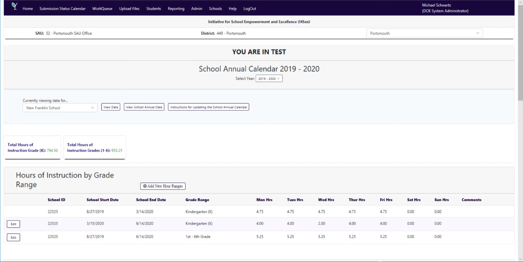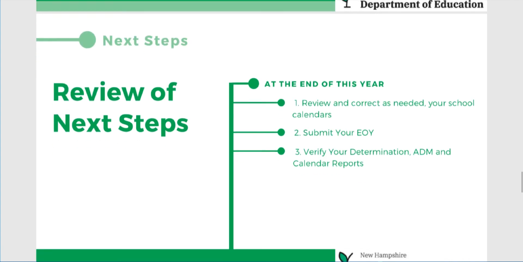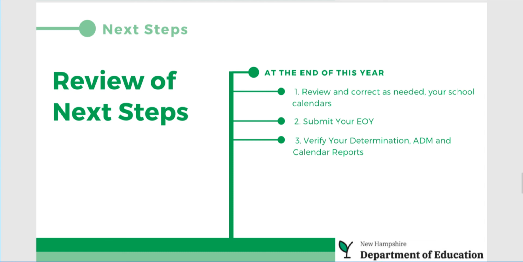So the last thing I want to do is just come back to the PowerPoint and come up with a couple of other additional items so you'll know what to do next. So next steps, as we talked earlier, you want to review and correct as needed your school calendar. You want to go ahead and submit your EOIs as you typically do, and then you need to verify your reports as you typically do. There'll be a new calendar report, and there'll be a separate short webinar that'll talk you through that if you have any questions. But it's a simple, straightforward additional report.